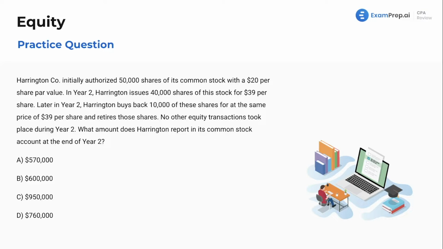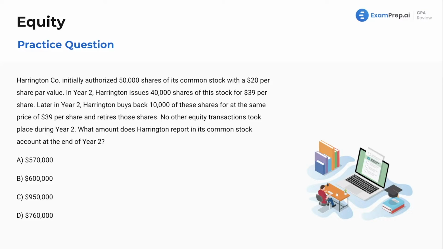What amount does Harrington report in its common stock account at the end of year 2? This is one of those, I like to call them story questions, where it's just a story and you've got to keep following each step along the way. So our final thing we're trying to find, keep honing in on that, because it might be asking the amount of shares outstanding, or the value of the shares outstanding. So this one's asking, what do we report in its common stock account?